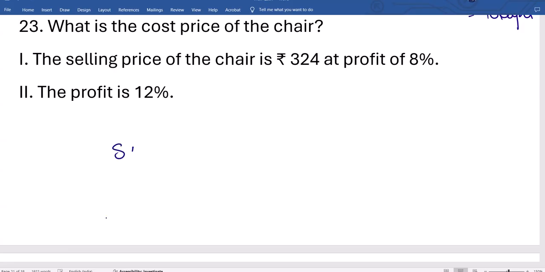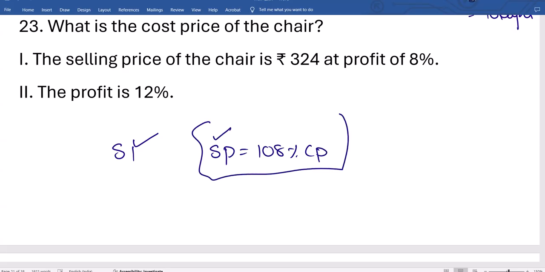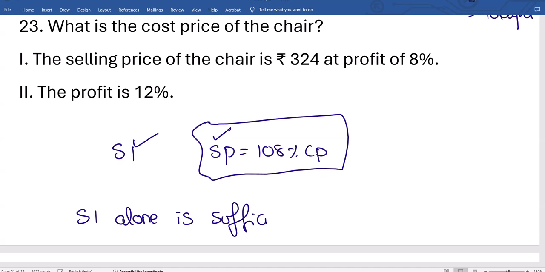One alone is sufficient, because if you want to know the cost price, if you know the selling price and profit or loss, you can decide. Because statement 1 alone, because of 8% profit, selling price is 108% of cost price. Selling price is already there. You can calculate the cost price. So your answer should be statement 1 alone is sufficient. There is an option where statement 1 alone is sufficient. We need to opt for it.